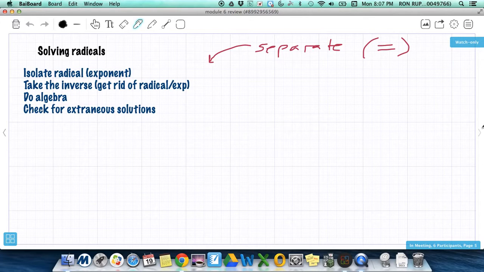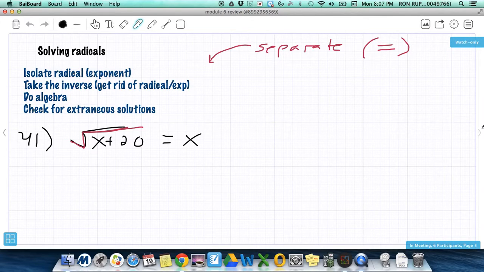Maybe number 41 on the review packet. We have the square root of x plus 20 equals x. Step 1, isolate the radical. You can see the radical is right here and it's already by itself. We don't need to do anything to it. It's already isolated. So what we need to do now is take the inverse to get rid of the radical.